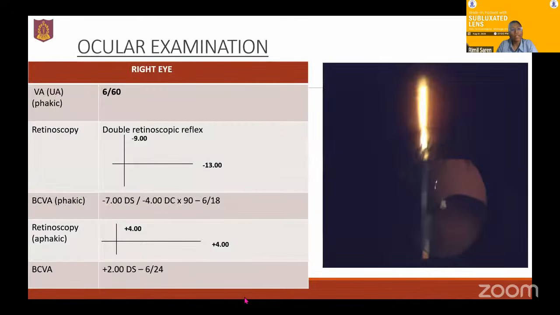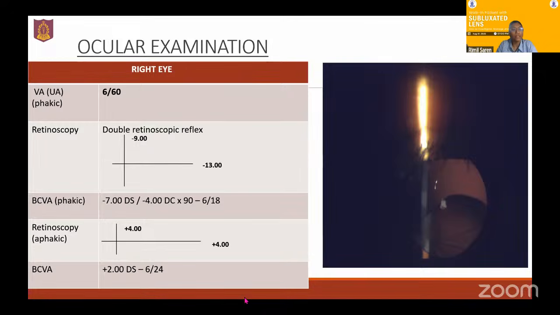So, on ocular examination, his unaided visual acuity in the phakic zone was 6 by 60. His retinoscopy showed a double retinoscopic reflex with -9 in the vertical meridian and -13 in the horizontal meridian.